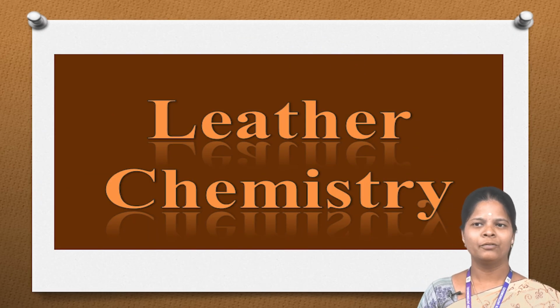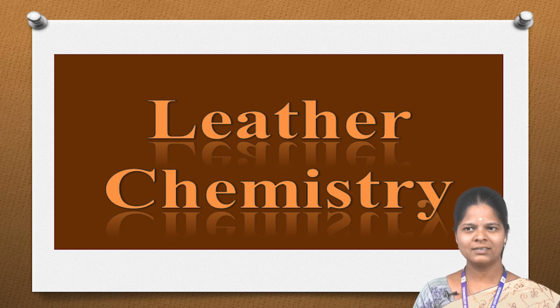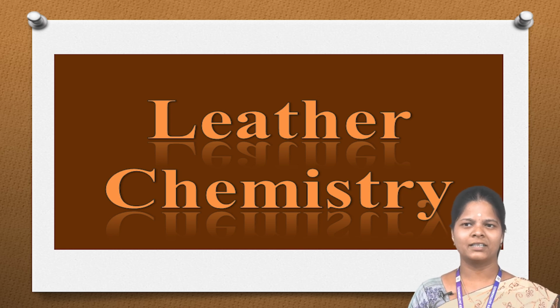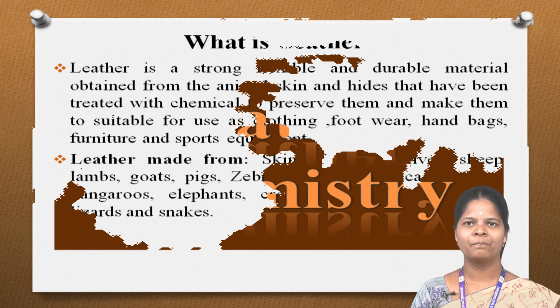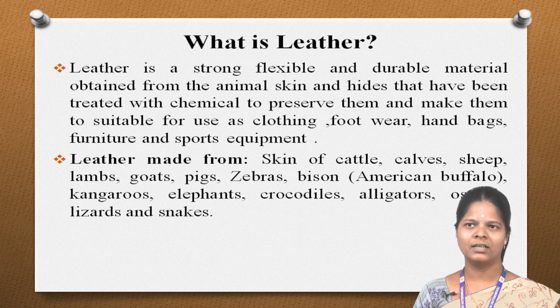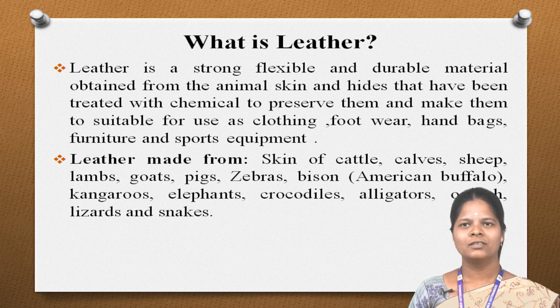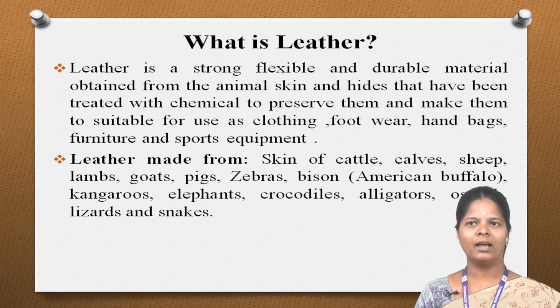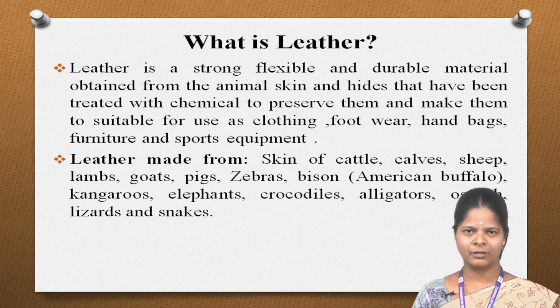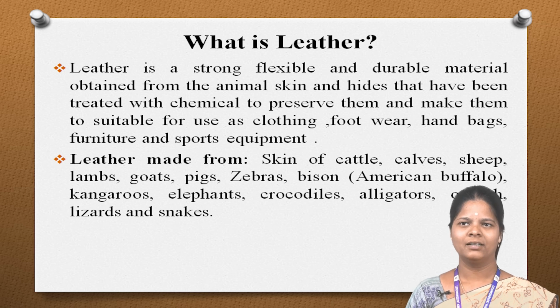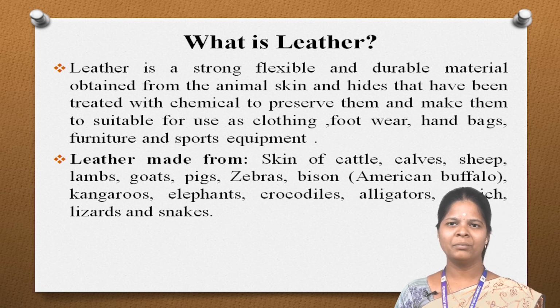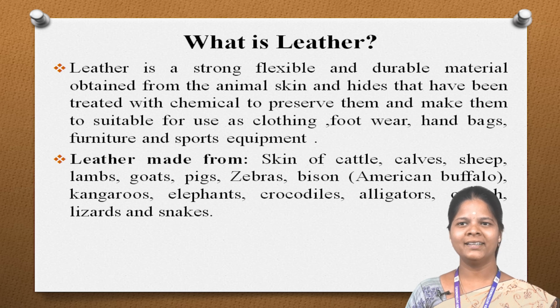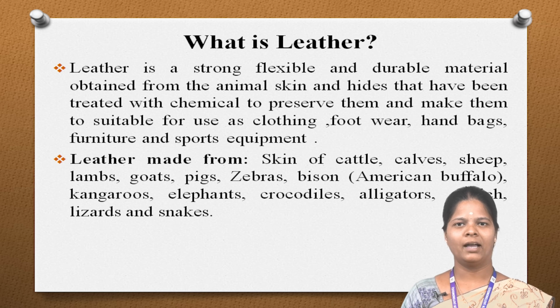In this module, we are going to discuss Unit 2 from Applied Chemistry for 3rd BSc Chemistry, and the topic is Leather Chemistry. Now, we will discuss the topic of leather. Leather is a strong, flexible and durable material obtained from animal skin and hide that have been treated with chemicals to preserve them and make them suitable for use as clothing, footwear, handbags, furniture and sports equipment.